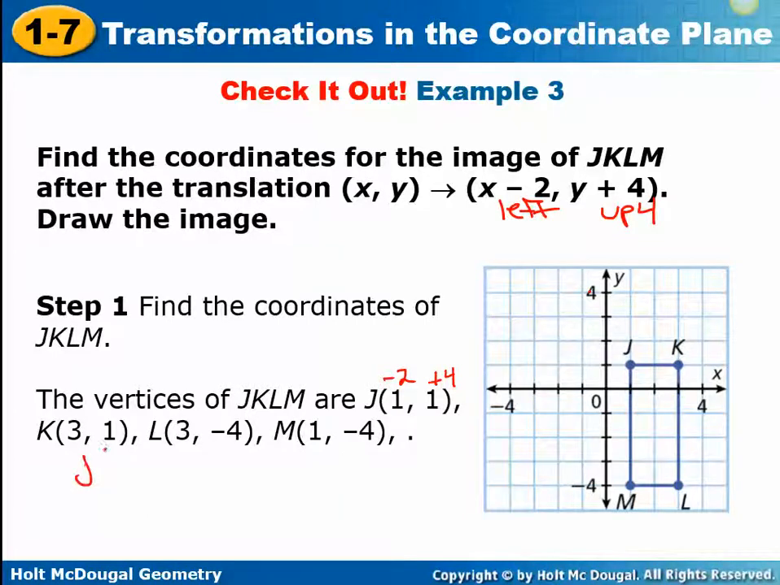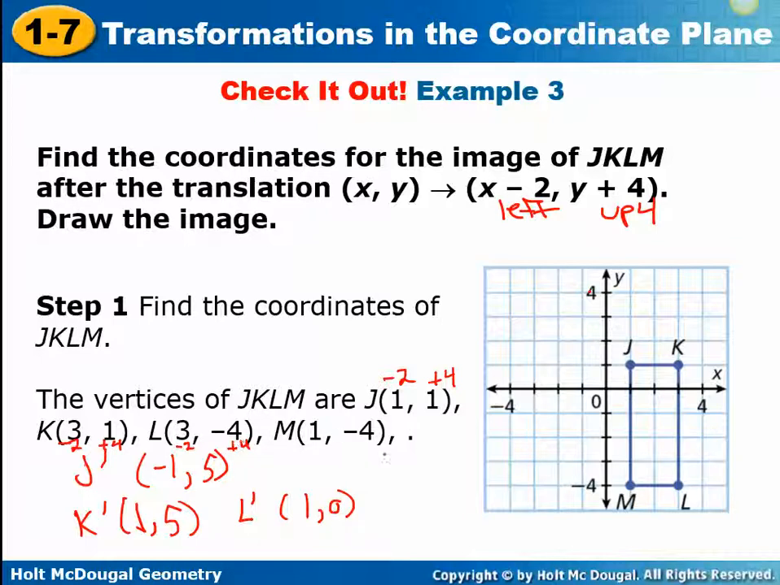So J prime will be 1 minus 2 is negative 1, and 1 plus 4 is 5. Those are the coordinates of J prime. K prime will do the same thing. We'll always subtract 2 from the x coordinate, and we'll add 4 to the y coordinate. So for K prime, we'd have 3 minus 2 is 1, 1 plus 4 is 5. And L prime, we're going to do the same thing. Subtract 2 from the x coordinate, add 4 for the y coordinate. So 3 minus 2 is 1. Negative 4 plus 4 is 0.